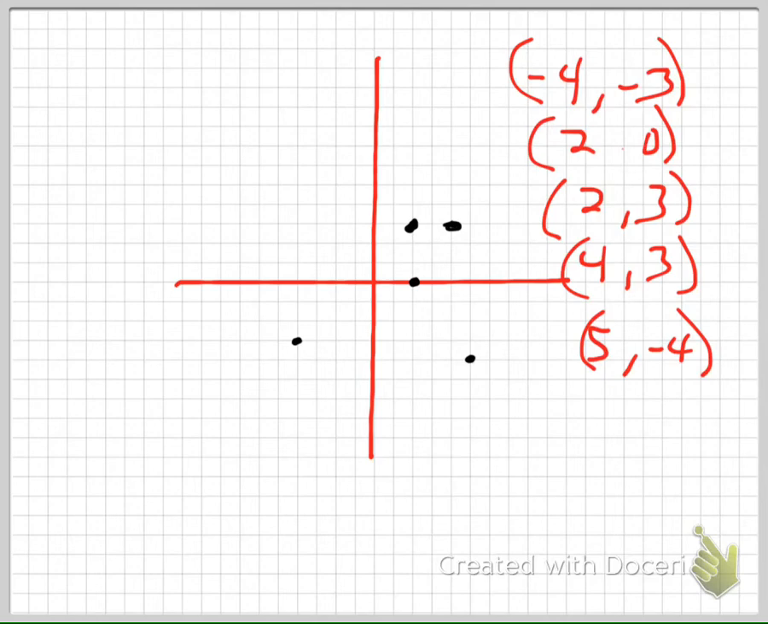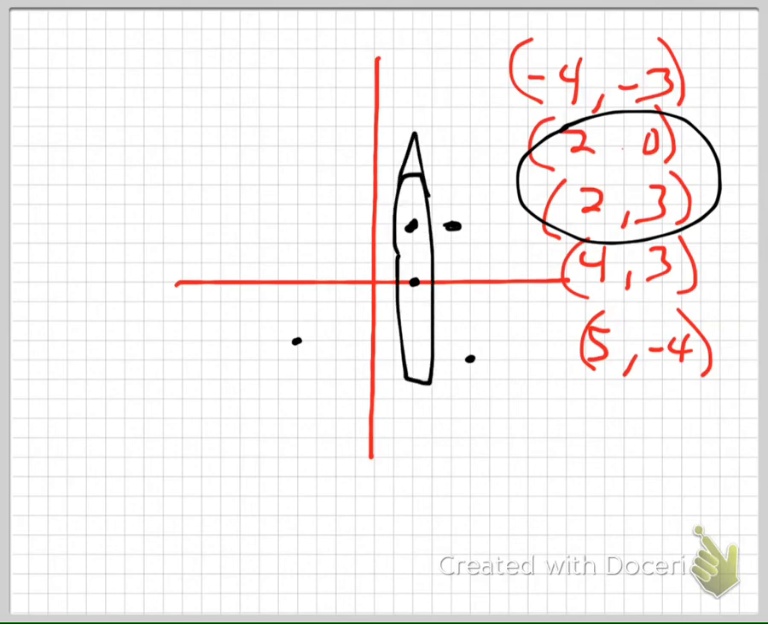Does that make sense? So we already know, you knew that it was not going to pass because of that. Now you're seeing why it didn't pass, because it does not pass the vertical line test. Does that make sense? When your pencil got to right here, it's touching 2 points. Does that make sense?